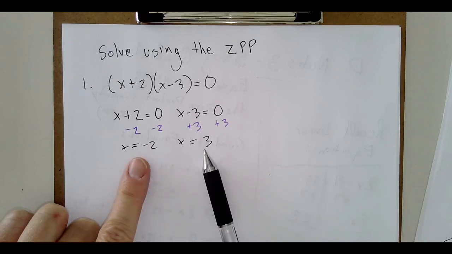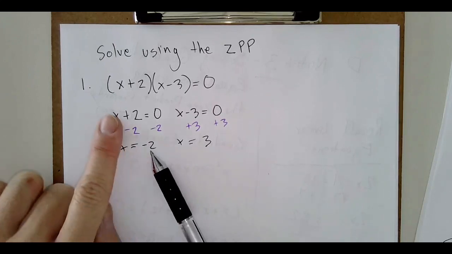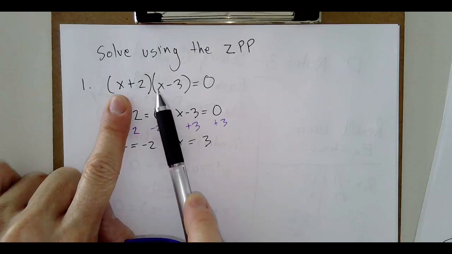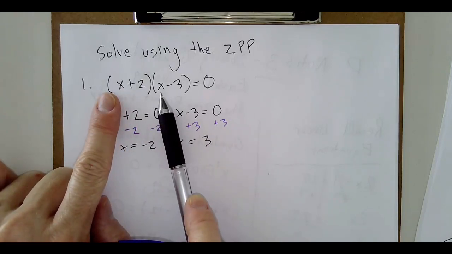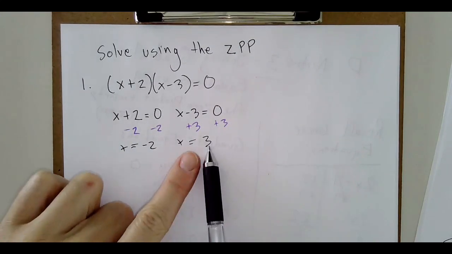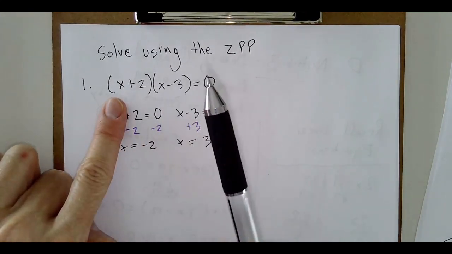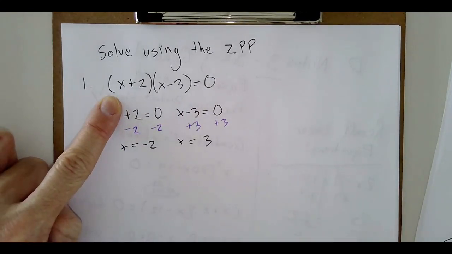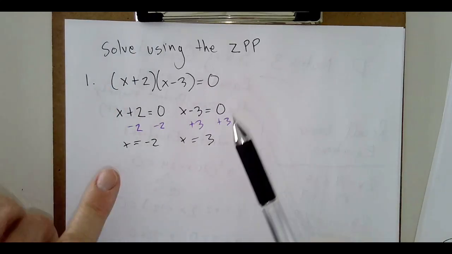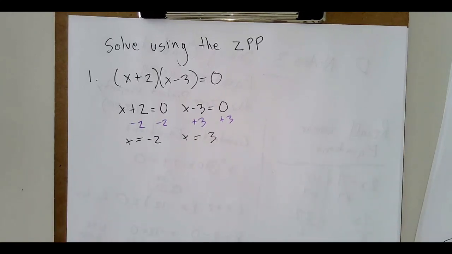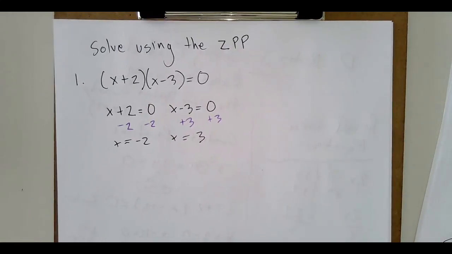Why is this the case? Well, think about it, if we plug in -2 for x here and here, then this factor will be 0. But what is this one going to be? Well, that one's going to be -5. But 0 times -5 is 0. We could also plug in 3 for x in both places, except this one now will be 0, and this one will be 5. 5 times 0 is 0 as well. So we have two possible solutions for x. That's why we do this. And this is called using the zero product property.